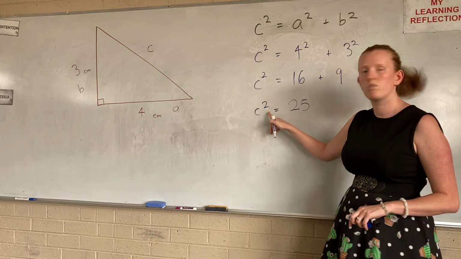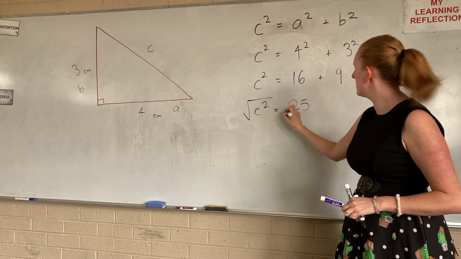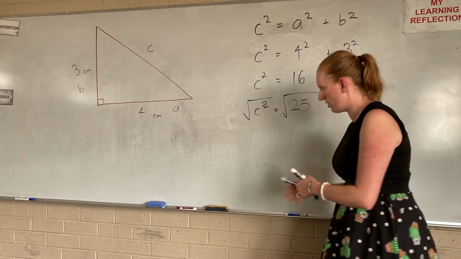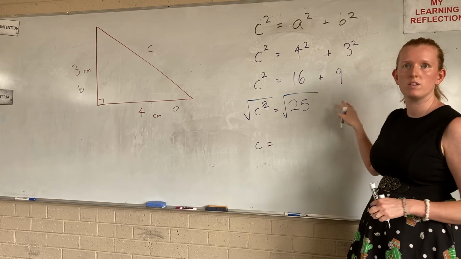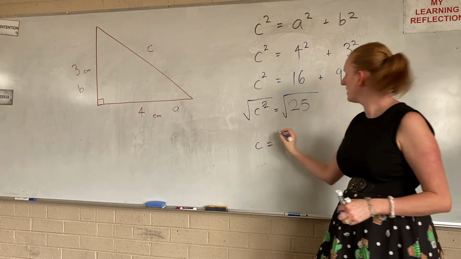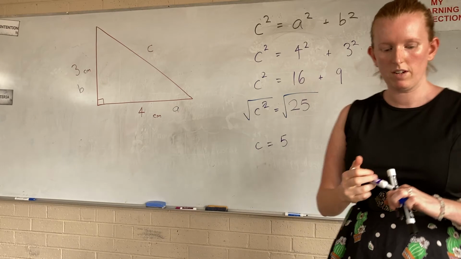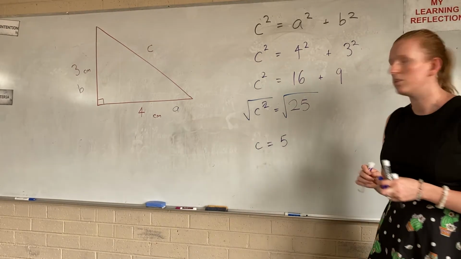So I need to somehow get rid of this little squared symbol, which is square rooting. So that's this symbol. So that's the opposite, so that cancels that out. So now we're left with c is equal to the square root of 25. If you type that into a calculator, you'll be able to find the answer, or it's a number that multiplies together to give that answer, so 5, because 5 times 5 is 25. Cool, and that's how we use Pythagoras to find the hypotenuse.